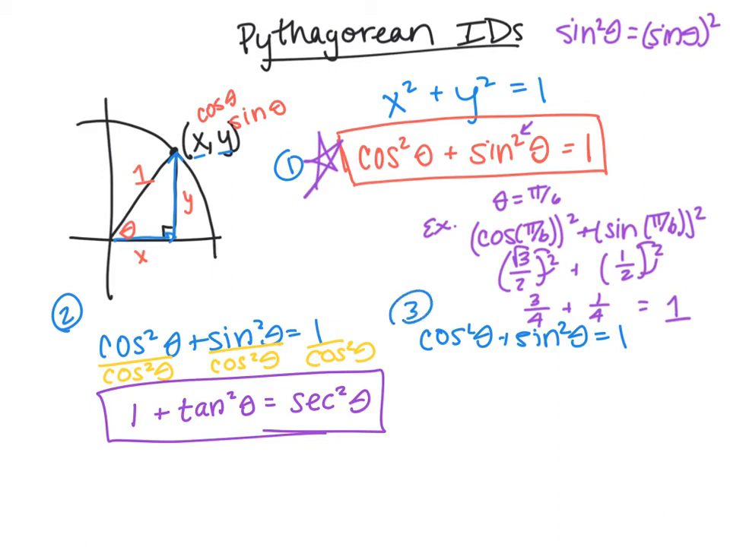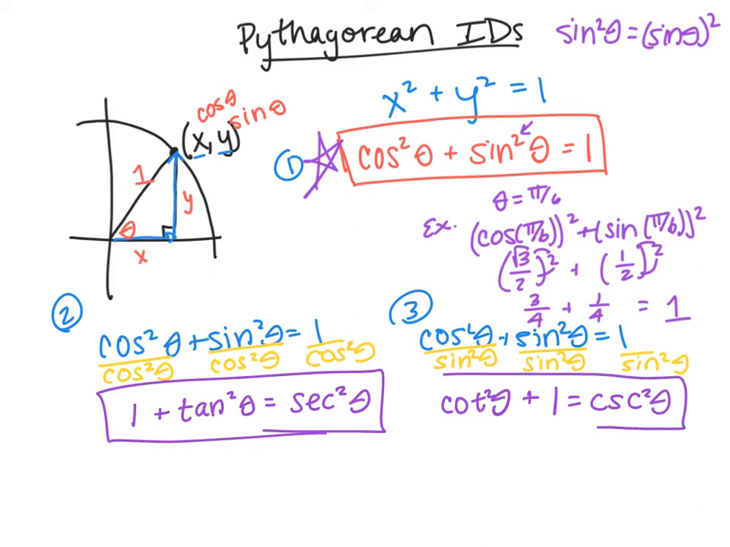Now for the third Pythagorean identity, same idea. We'll just divide sine out of everything. If we divide everything by sine squared, cosine squared over sine squared, if you use the quotient identities, is cotangent squared. Sine squared divided by sine squared is 1. 1 divided by sine squared is cosecant squared. So that is your third Pythagorean identity.